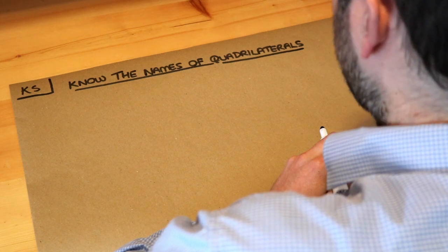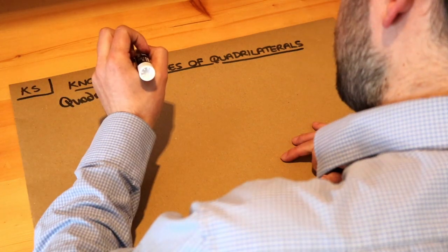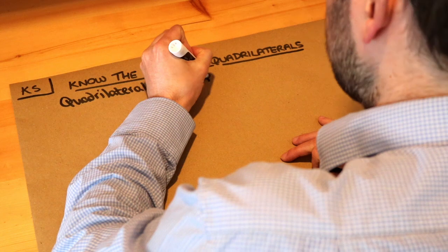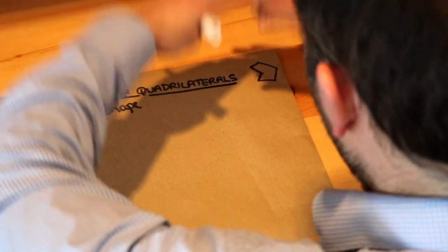Now let's first define what a quadrilateral is. A quadrilateral is a 2D shape. A 2D shape is just a shape that's flat. So this, for example, would be a 2D shape because it's flat, it doesn't have a third dimension.